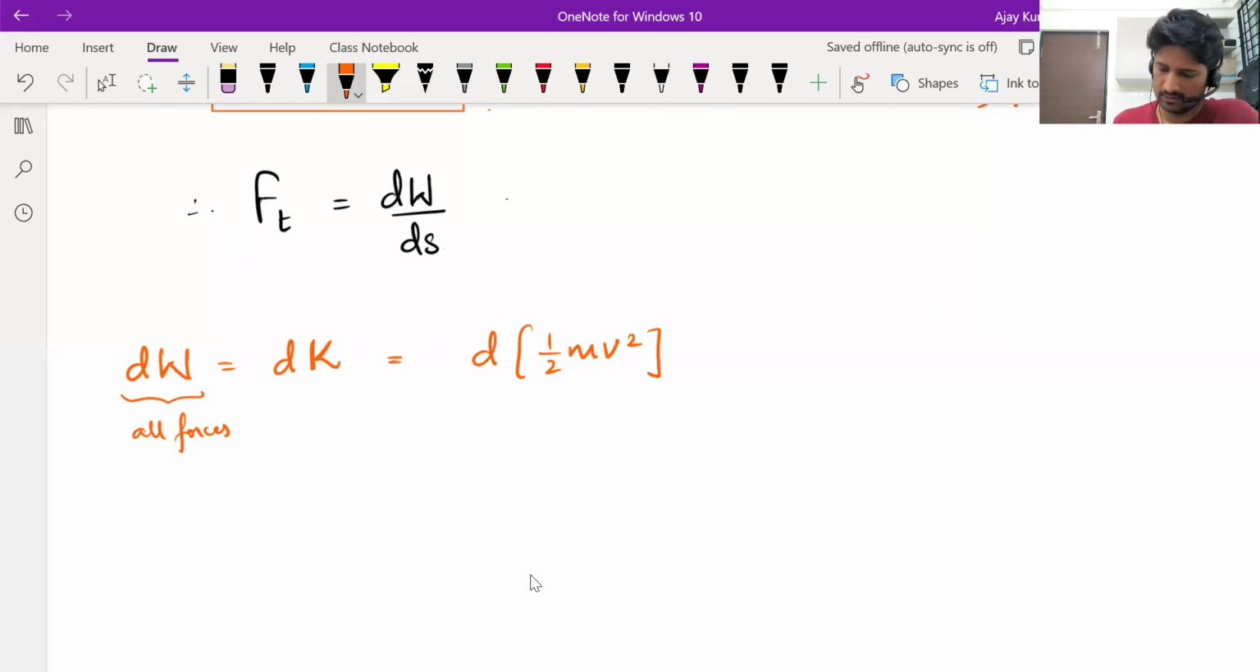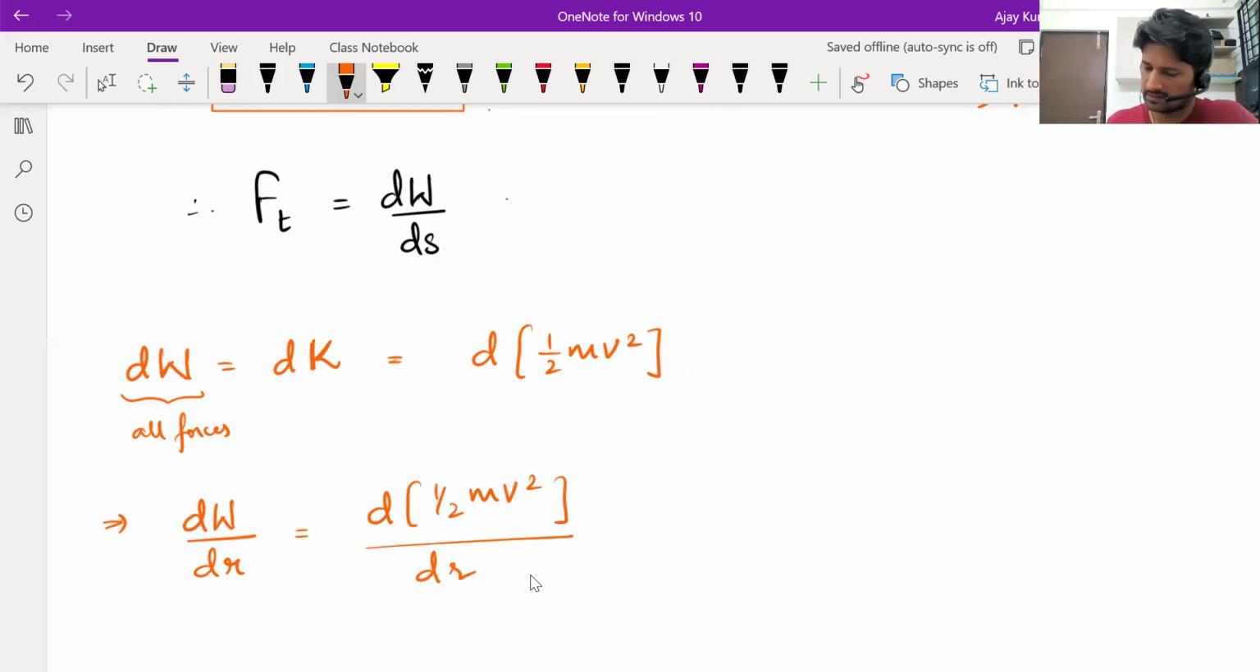Okay. Therefore, you can write dW by ds, small displacement. Okay, you can call it dr also, nothing wrong in that. r is position, dr is small change in position, that itself is small displacement, you can call it like that, is equal to the derivative of half mv square with respect to r.